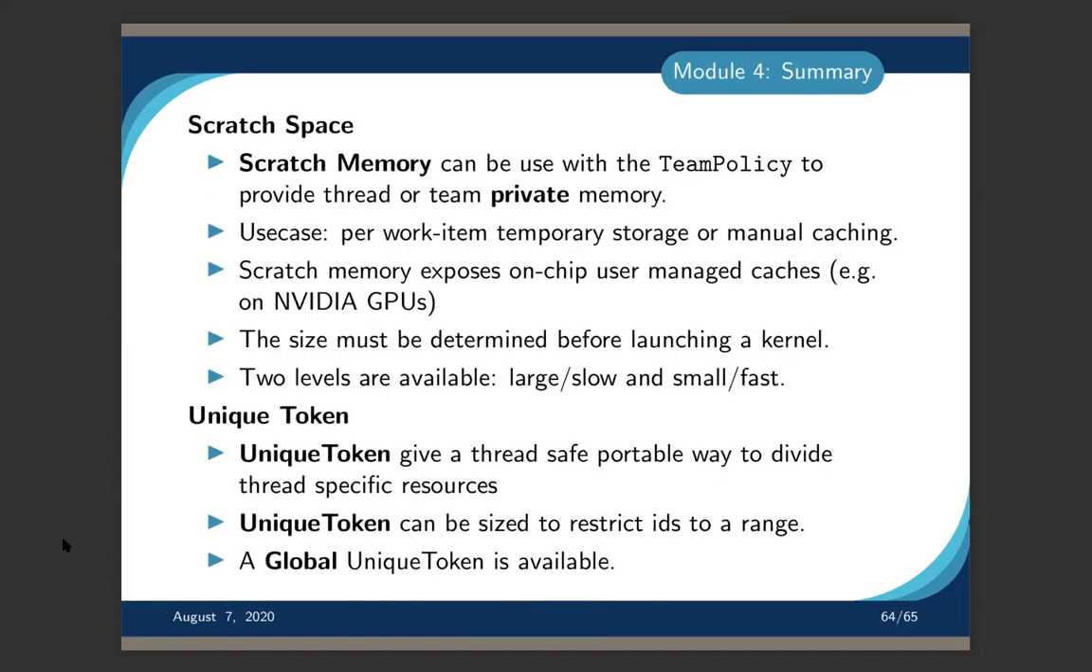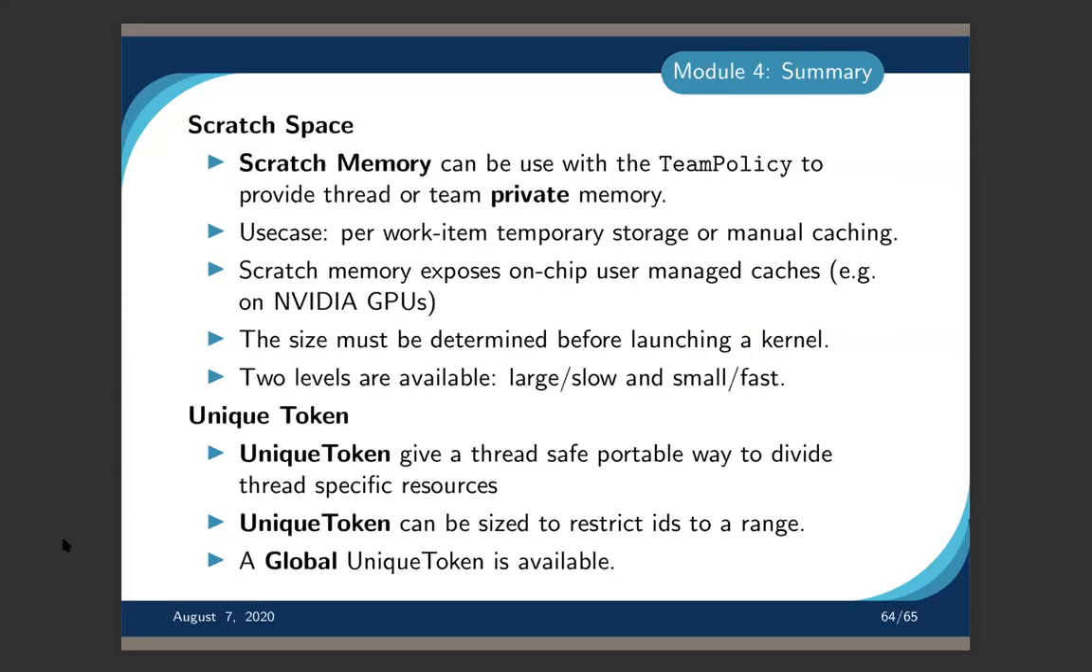We talked about scratch space, and how it can be used with a team policy to provide thread or team private memory. We discussed the two use cases for that: per work item temporary storage and manual caching. We showed you that scratch memory can expose on-chip user-managed caches, like on NVIDIA GPUs and AMD GPUs. You need to determine the size before you launch the kernel, and there are two levels available: a large and slow level and a small and fast level. One thing about the large one is you can actually use it to allocate megabytes per team. That's something you are actually allowed to do, and we have people doing that.